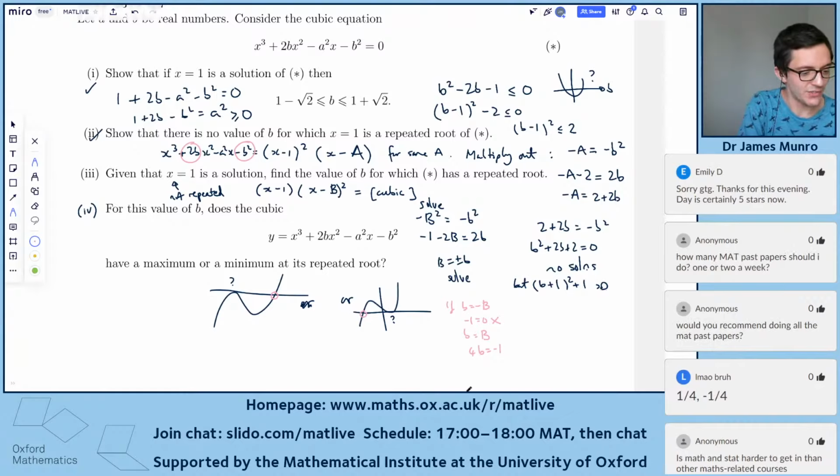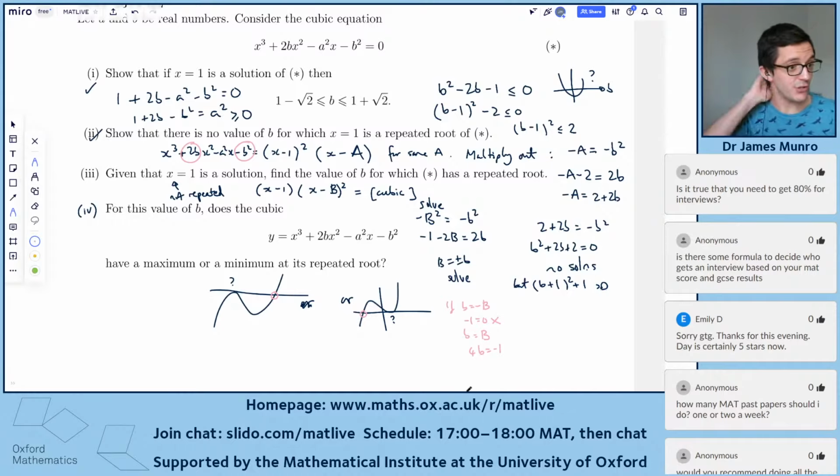Is there a formula to decide? Yeah, okay, here are two questions at the same time. Is it true that you need 80% for interviews? And is there a formula to decide who gets an interview based on maths score and GCSEs? The answer to both of those is no. We look at the rest of your application. We look at your previous grades, your predicted grades, your maths score, your personal statement, we look at everything together, and we don't have a formula or an algorithm. We get humans to look at it and decide who they want to interview based on all that information.